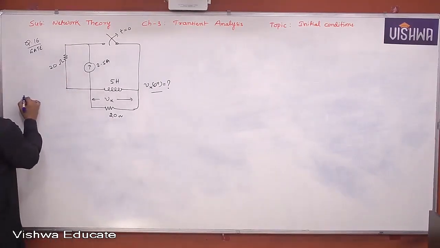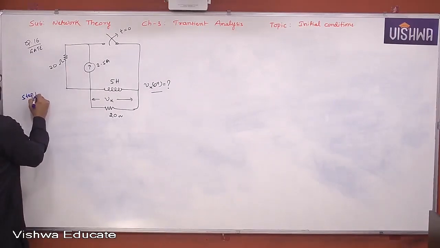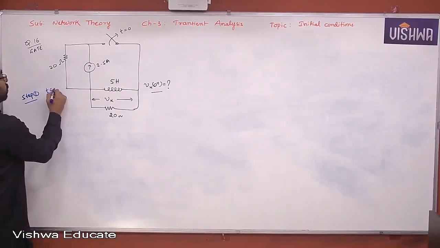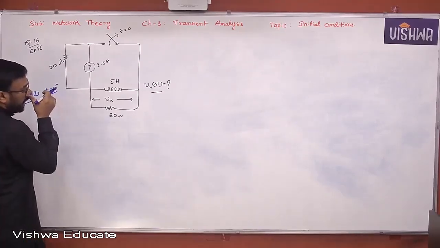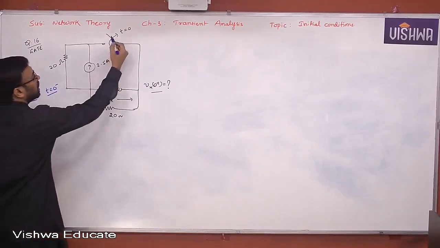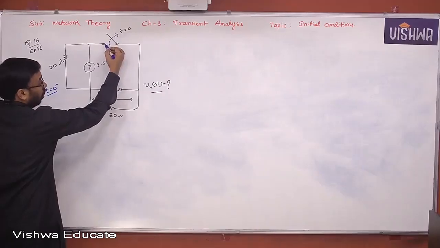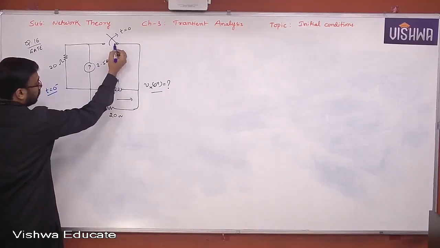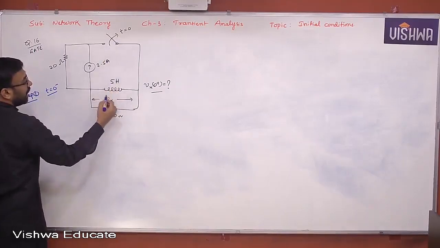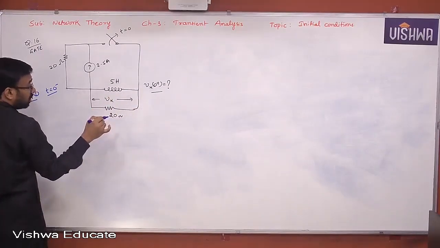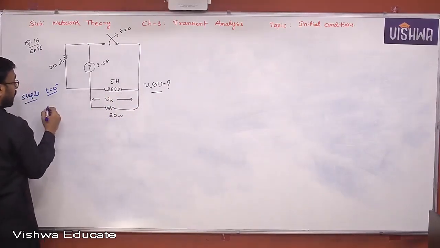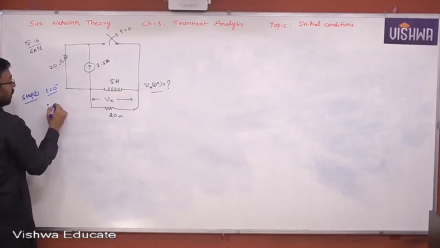But for that, you require step 1: construct the t equal to 0 minus equivalent circuit. At t equal to 0 minus, what is the position of the switch? Closed, right? This is closed. How is the inductor acting? Like a short circuit. Yes or no? And what is your objective here? Your objective is to determine IL of 0 minus. Yes or no, all of you?